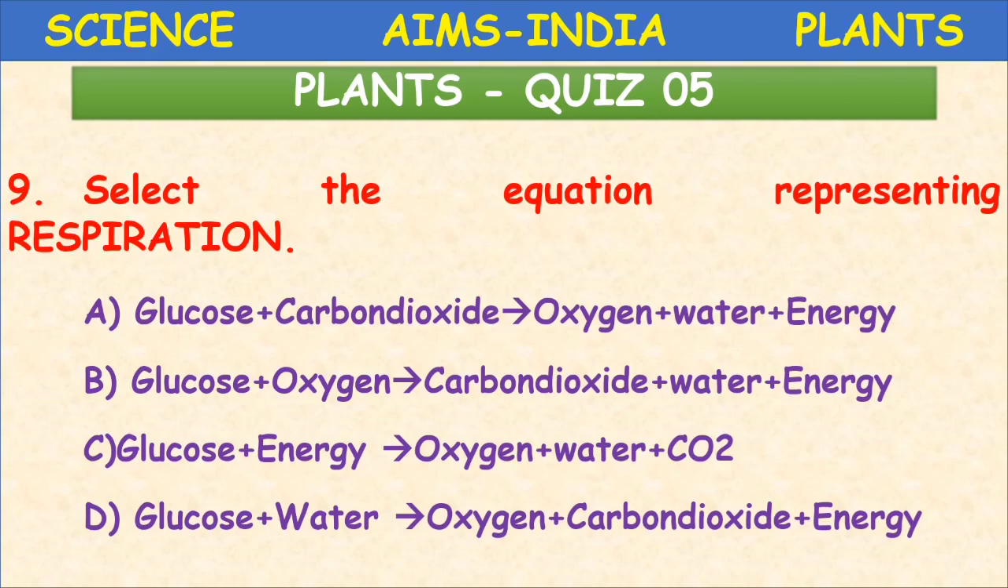Now in respiration, which equation is the correct one? What we learned, children? Glucose plus oxygen. What energy we got as food? That is glucose plus oxygen. Again it results in carbon dioxide, water and energy. Okay, clear? So option B is the correct answer.